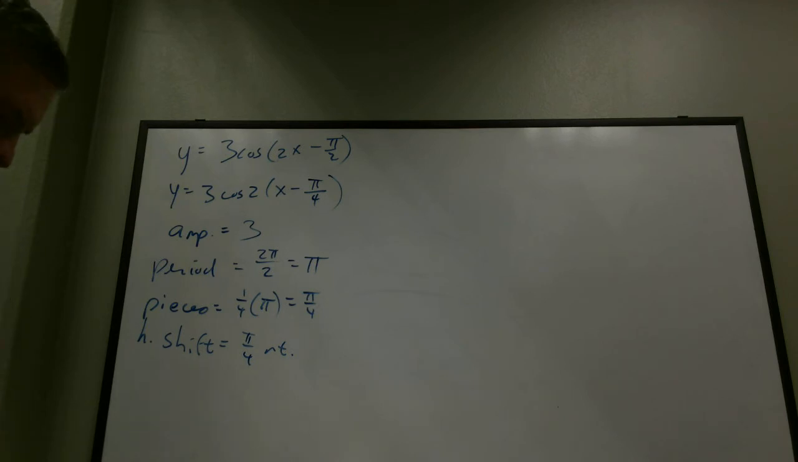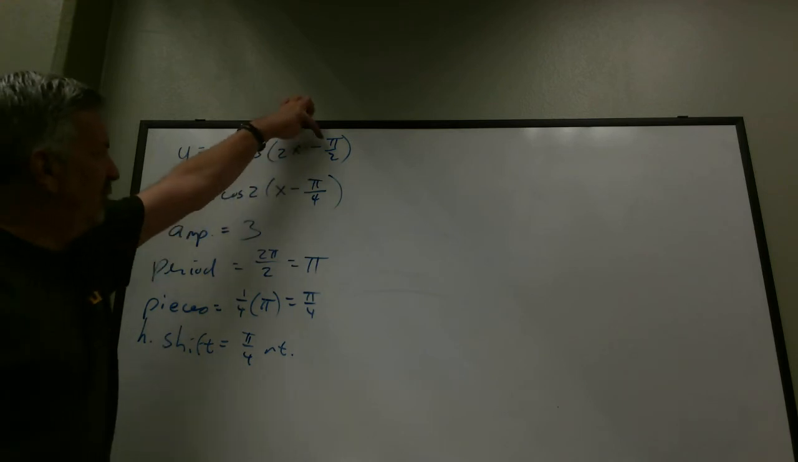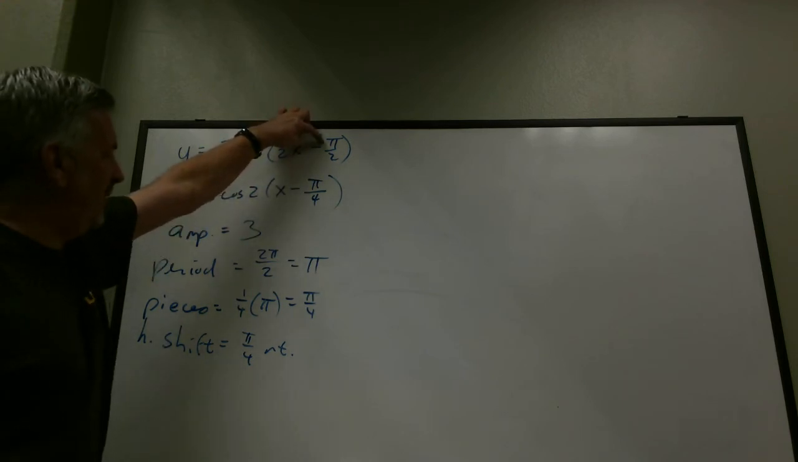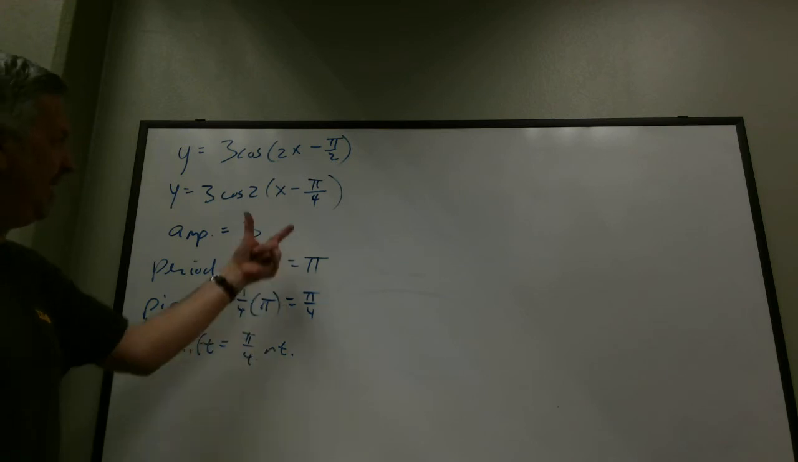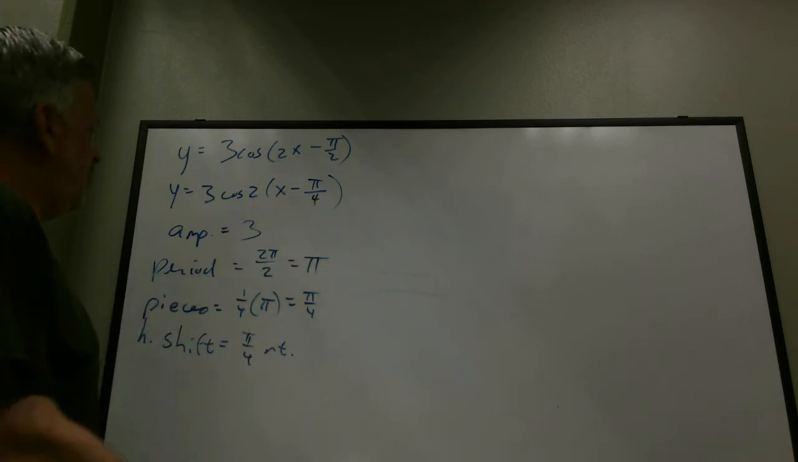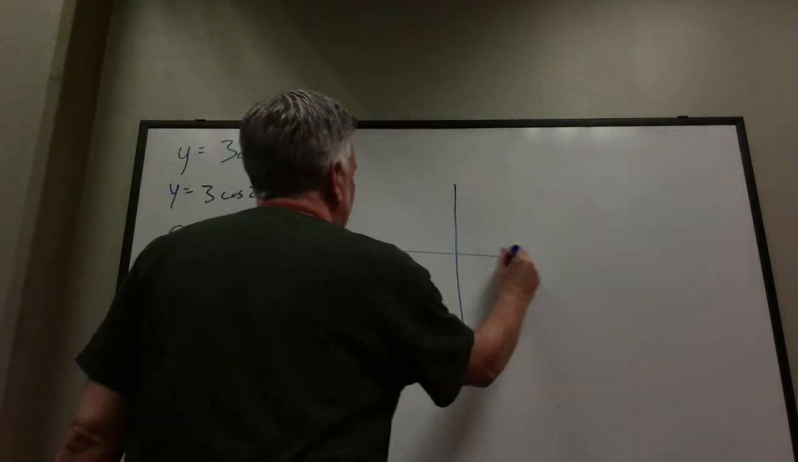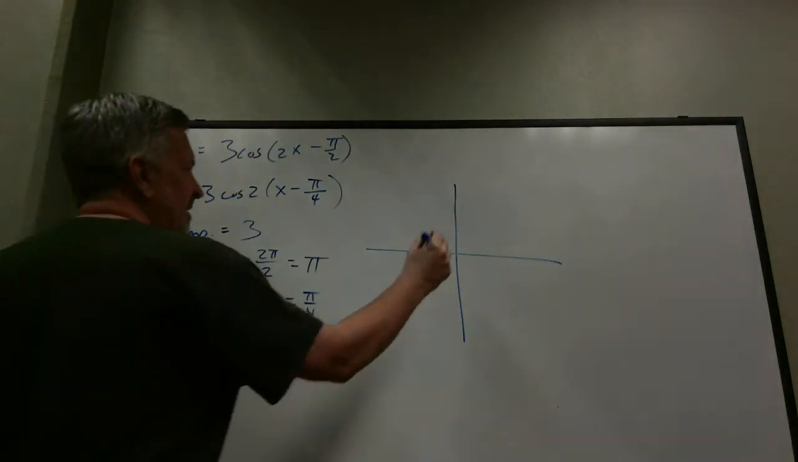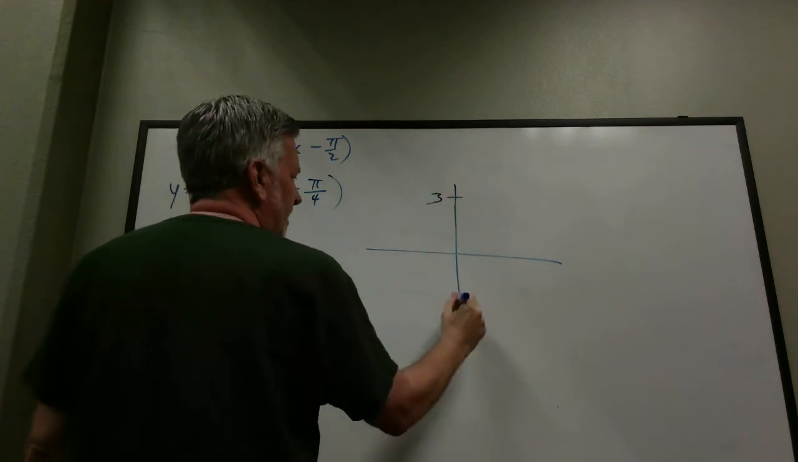Okay. So here, if you don't do the factoring, you're going to say the shift is pi over 2 to the right, and that's not correct. It's pi over 4. It has to look like this. X minus a number, X plus a number. Okay, so with that, we ought to be able to do the graph. So our amplitude is 3, so our range is negative 3 to 3.